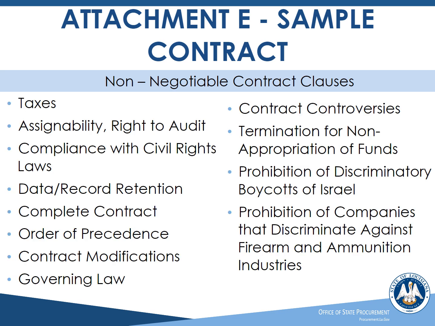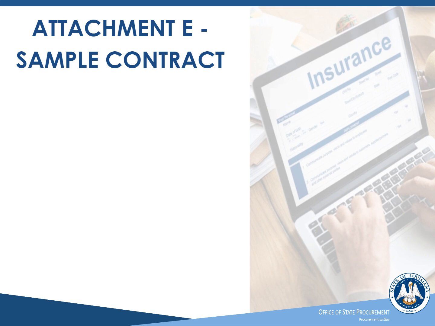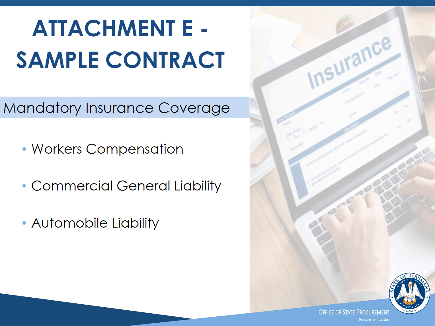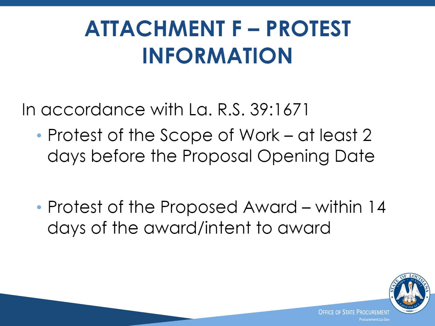of the RFP document. The insurance requirements for the contractors is also part of the sample contract. Mandatory coverages listed within the insurance requirements are workers' compensation, commercial general liability, and automobile liability. In some cases, the agency may determine insurance requirement clauses such as professional liability, cyber liability, and pollution are needed. If the agency has any questions regarding the mandatory or desired insurance requirements, they should contact the Office of Risk Management directly.